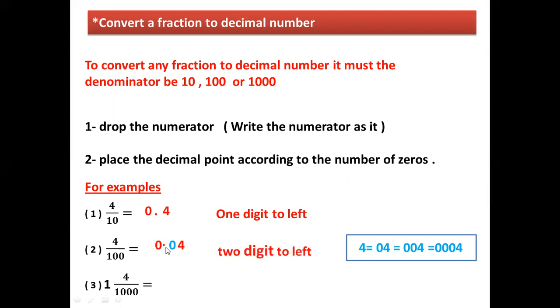Example number 3. 1 and 4 over 1000. How can we convert this mixed number to a decimal? By the same way, we have in the denominator 1000. So the condition is available. So what can I do? We will drop the numerator as it is, and we will put two zeros. Why? To put the decimal point after three digits, according to the number of zeros in the denominator. Okay? So count with me. 1, 2, 3. The decimal point is here, and the whole number here, what? The whole number here equals 1.